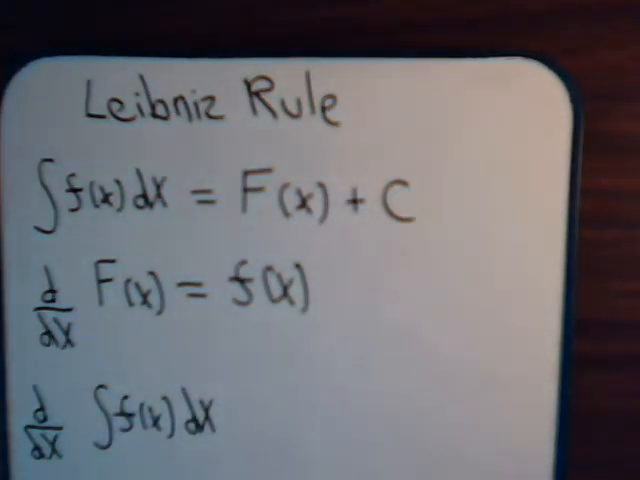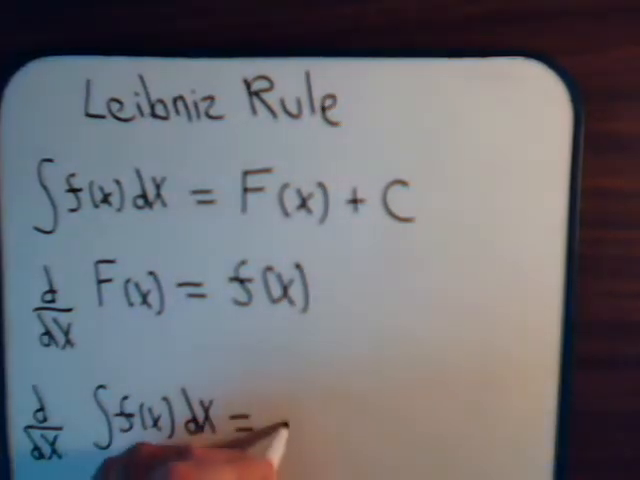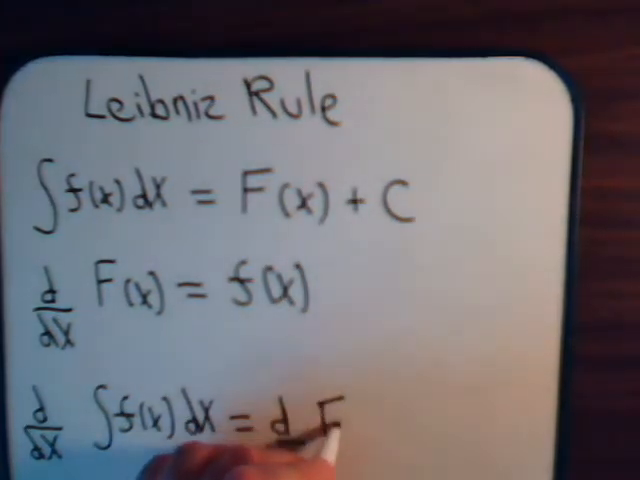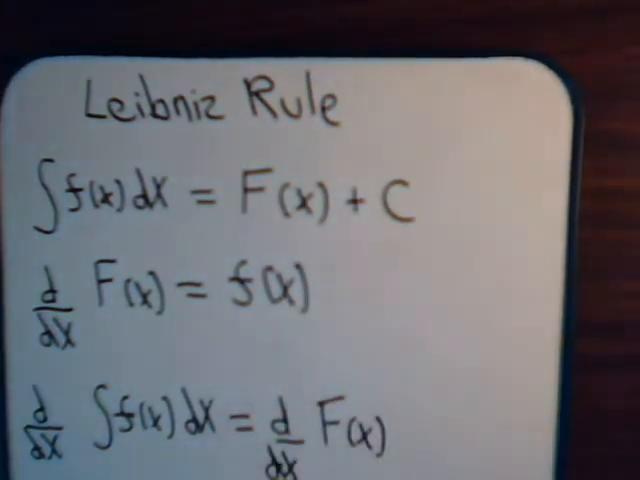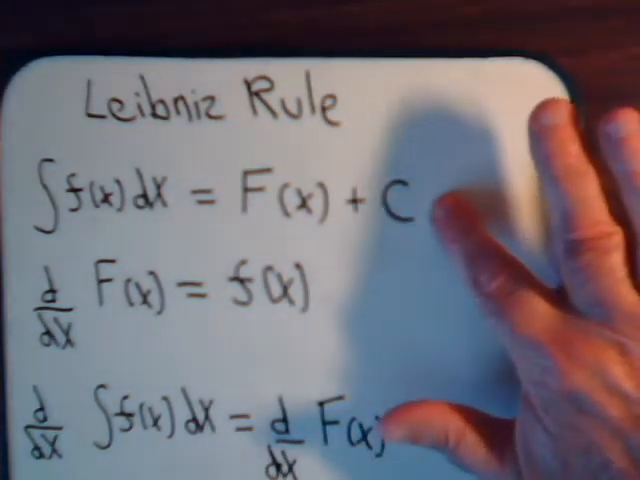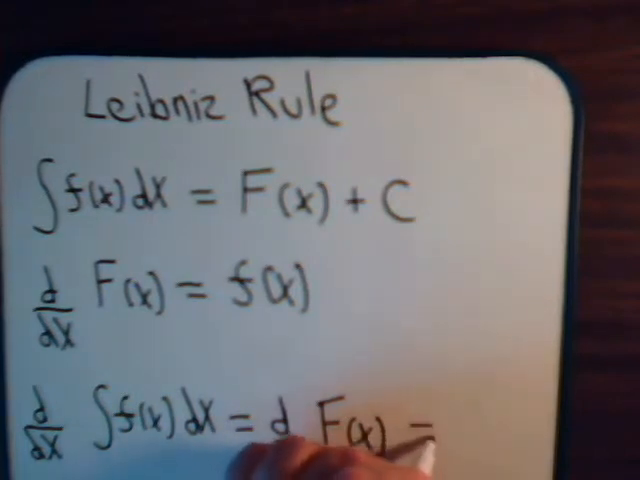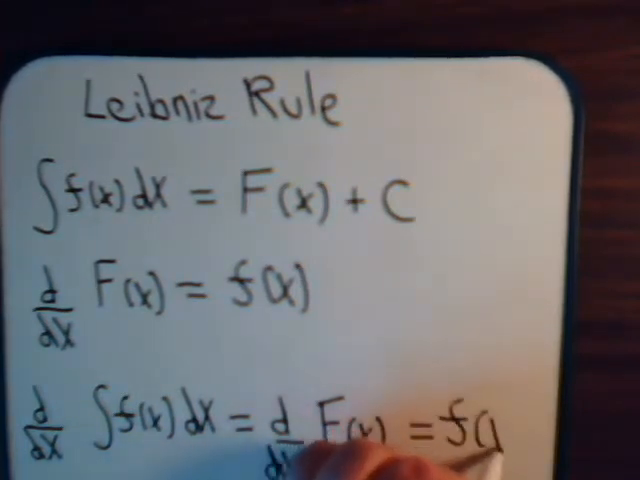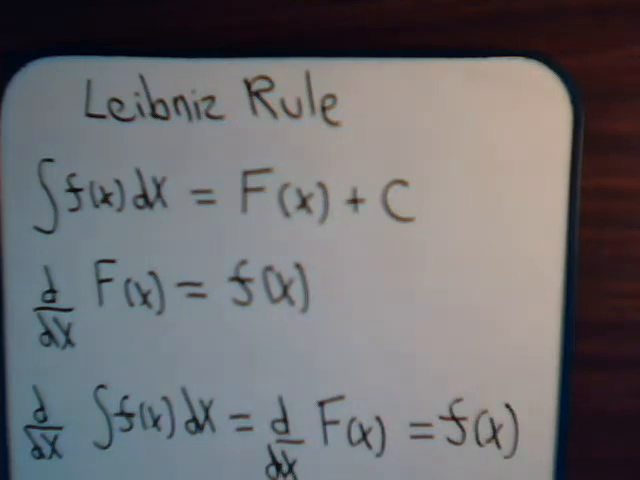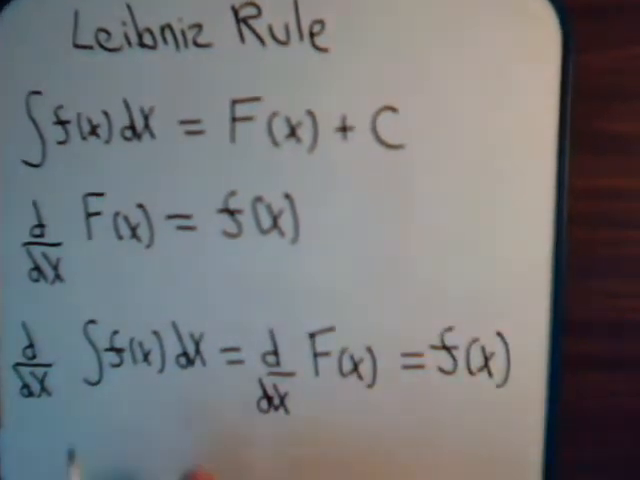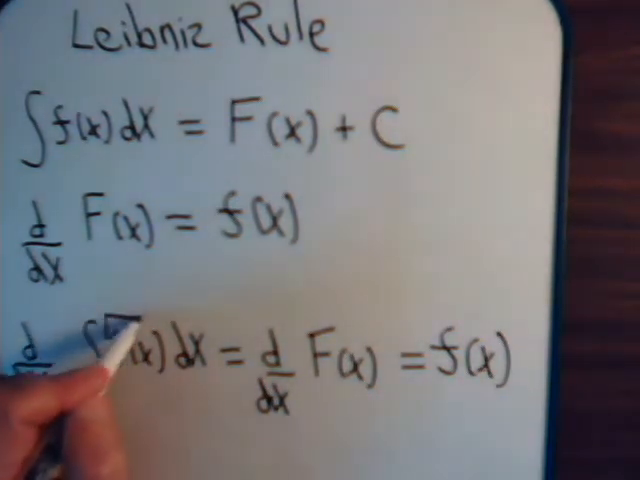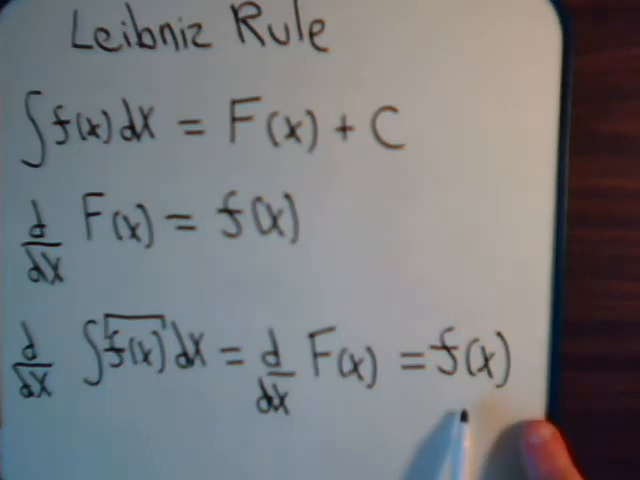Well, then that would be the same as taking d dx of big F of x. We could say F of x plus the constant, but that's just going to be 0. And this derivative is just f of x. So if we have an integral, its derivative, for this simple kind of case, is just the function inside of the integral.